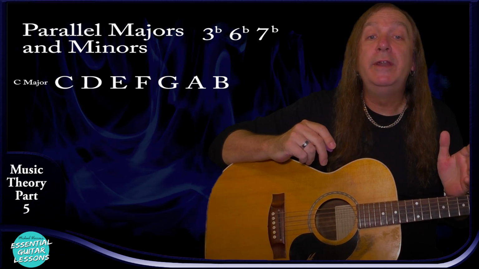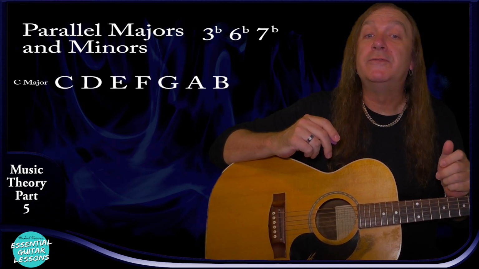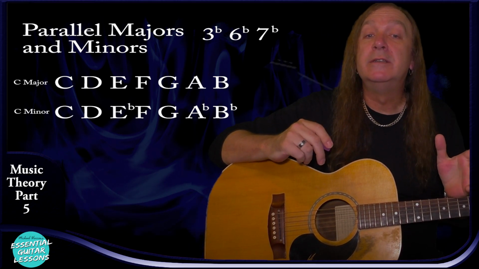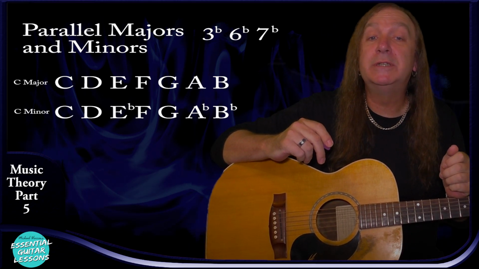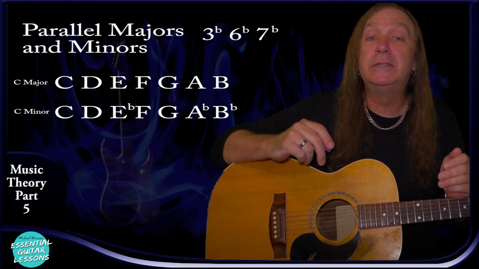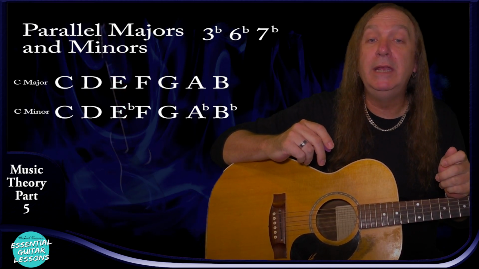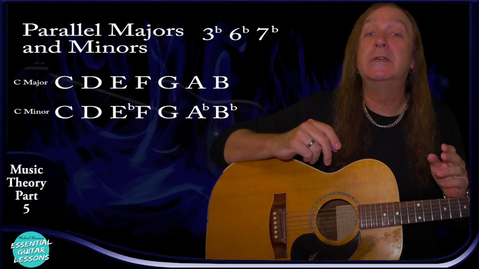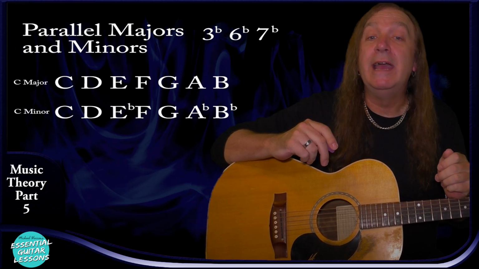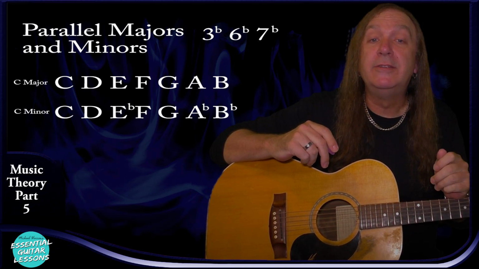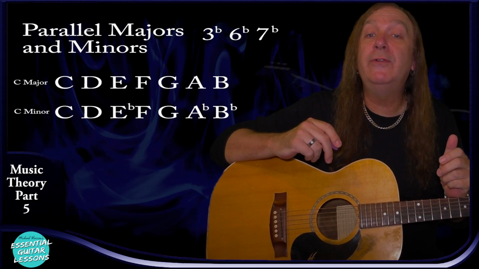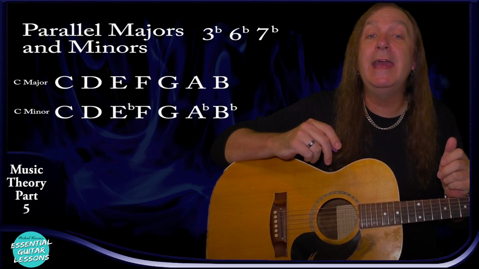Let's bring up the C major scale. And if I want to find its parallel minor, I just flatten the third, the sixth and the seventh note. The parallel, what that means is it has the same starting note. So C major and C minor are parallel majors and minors, and I just flatten the third, the sixth and the seventh. So I'm flattening to E flat, I have A flat and B flat. So the notes to the C minor scale are C, D, E flat, F, G, A flat and B flat.